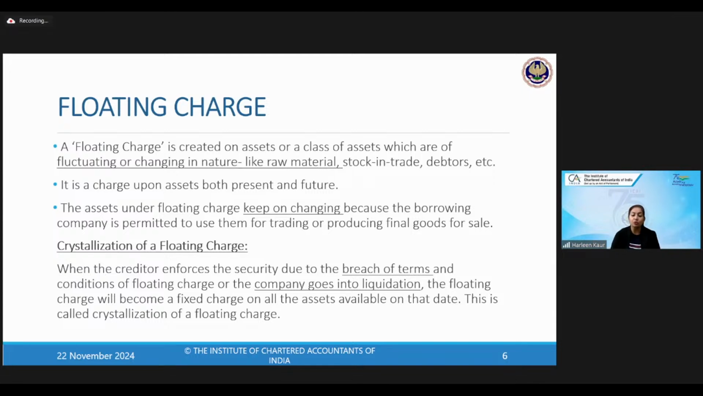As per RBI guidelines, they also have those actions. But from the company's point of view, we're just understanding how the floating charge gets fixed. Number one, when you do any breach of terms and conditions, the company goes into liquidation.